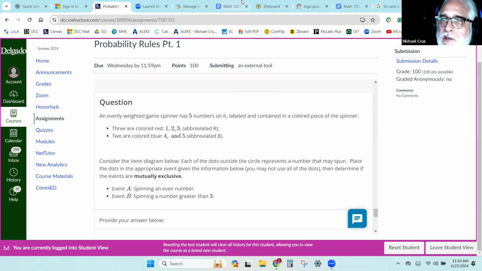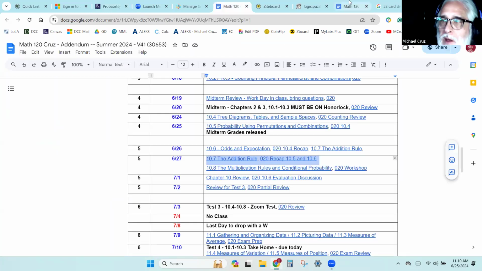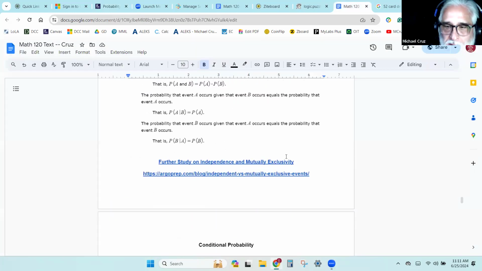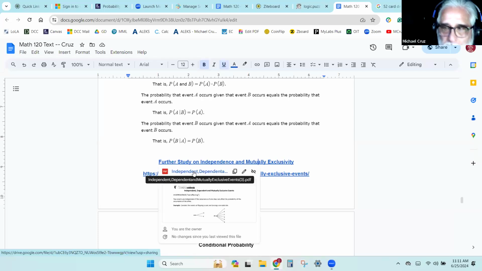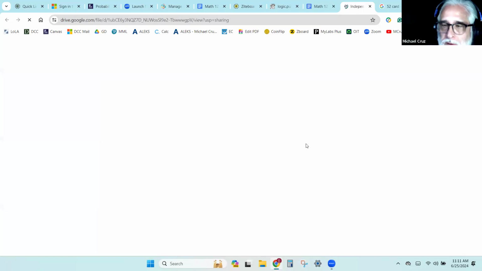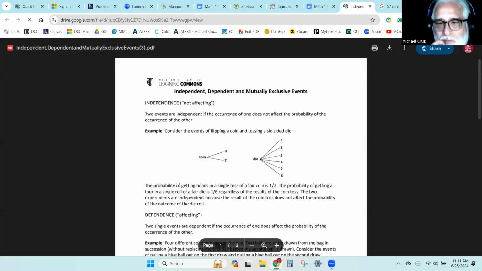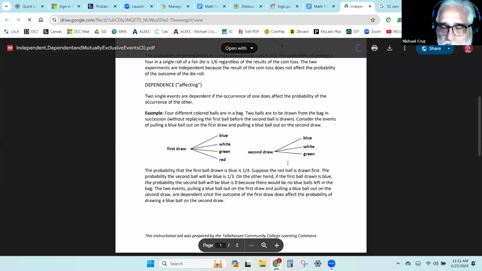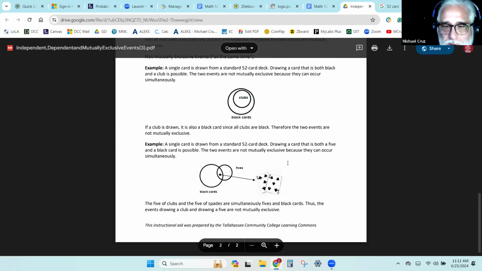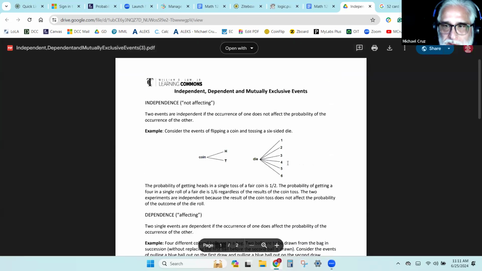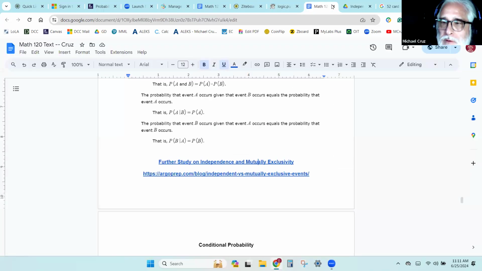Oh, I was also going to say, in the notes, I put this little thing here. It may help you understand if you want to open that up and look at it. It's not really anything to teach. I could go over it, but it just shows the concept of mutual exclusivity and independence to help you understand them better.